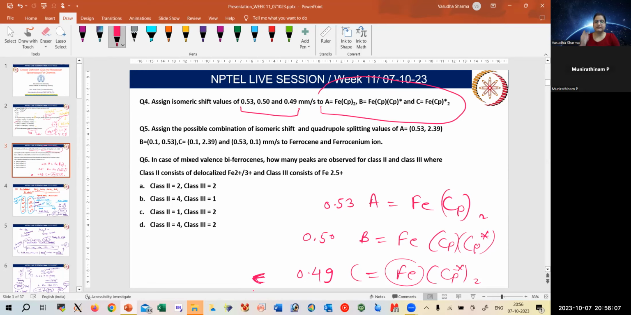So now you assign the possible combination of isomeric shift and quadrupole splitting for ferrocene and ferrocenium. The first value, like 0.53, is the delta value, 2.39 is the quadrupole splitting, and these are the other options. Which one do you feel is the right combination for ferrocene and which one is for ferrocenium?